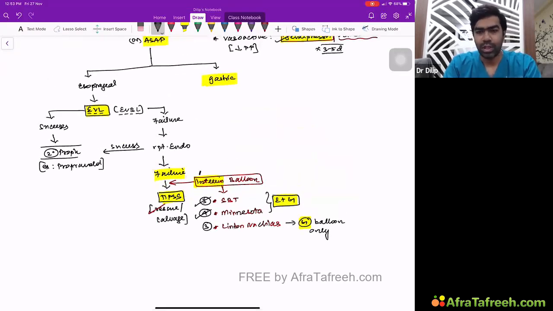Then you have something called gastric varices. Gastric varices are more difficult to control, very, very difficult in fact, and it's less common.